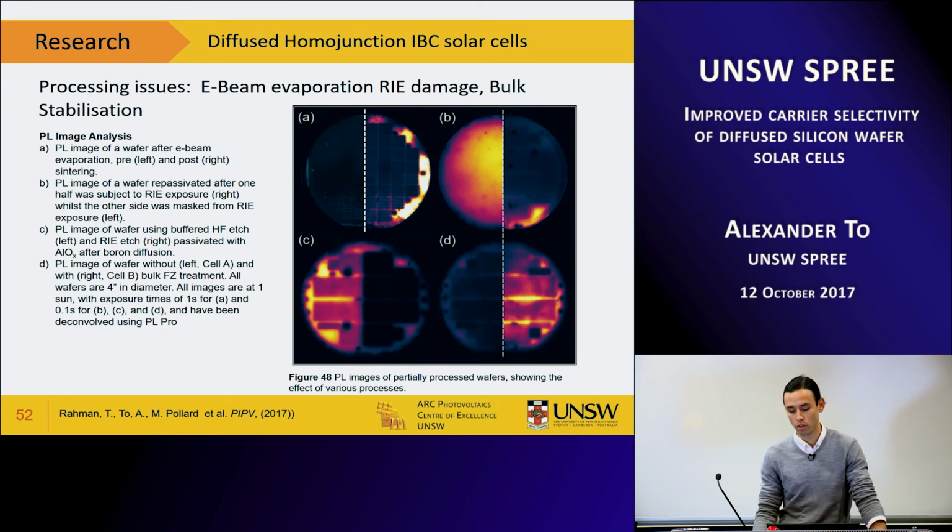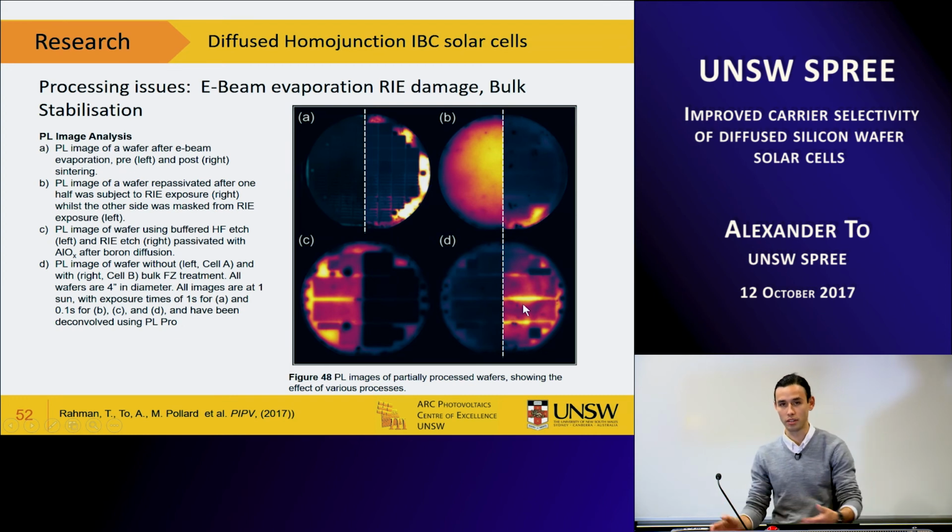So the last thing was we tried, so recently there's been work on stabilizing the bulk lifetime of float zone wafers. And that essentially involves doing a high temperature oxidation before any processing and then stripping off the wafers. And so this was an example of 2 wafers which we stitched together. The right-hand side had the bulk stabilization process, the left-hand side didn't. And they were then subsequently identically processed.